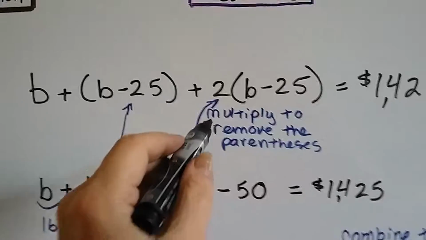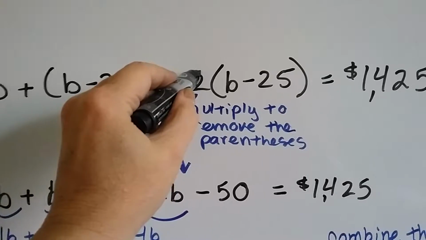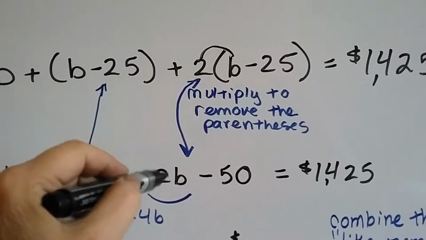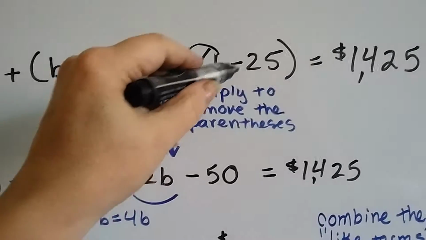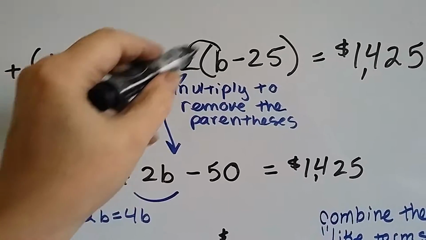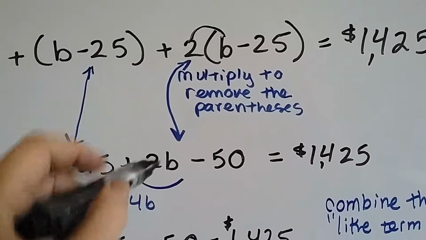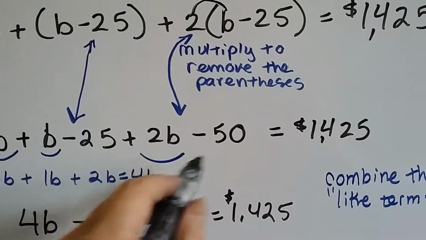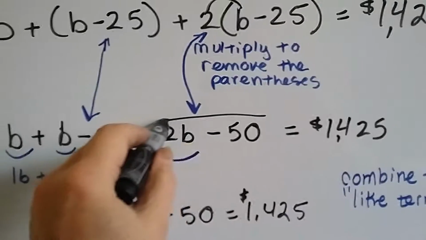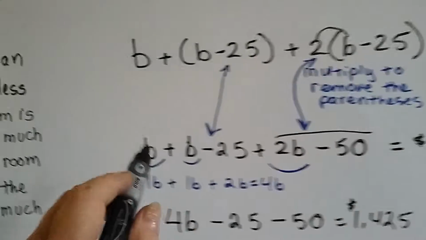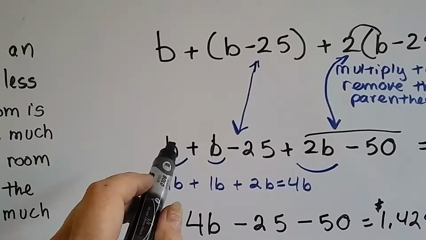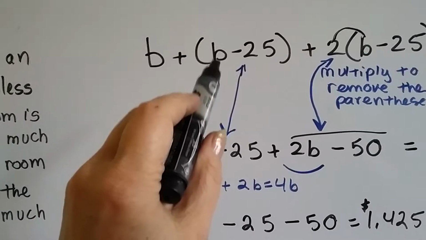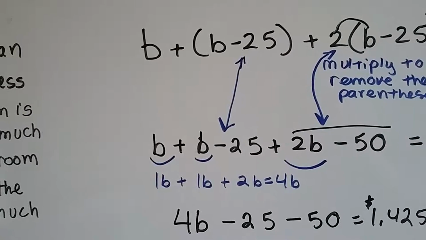So we've got 2 times B gives us the 2B, and then we drop our subtraction sign down, and 2 times 25 is 50. All right, so now this one's done, okay? So now we did this parentheses. And then this one is B plus the B minus 25.